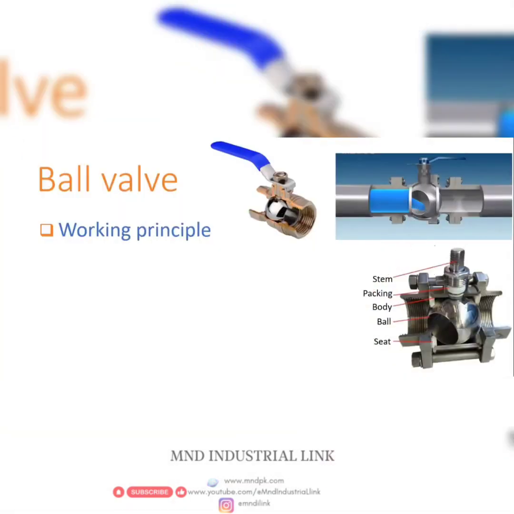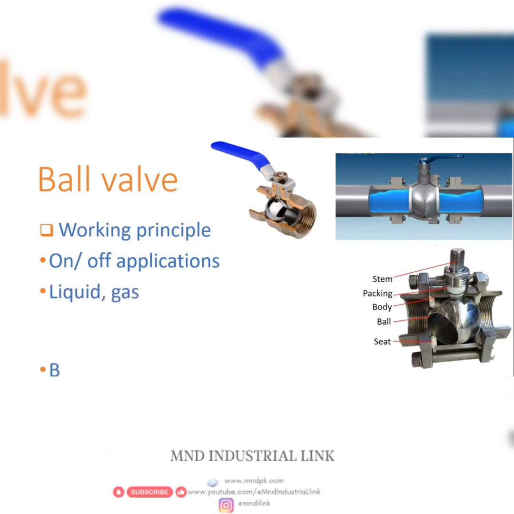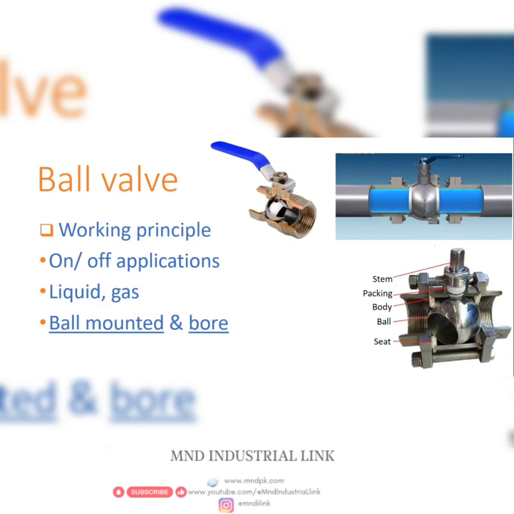The working principle of the ball valve is very similar to the plug valve. The seat matching the ball is circular, so seating stress is circumferentially uniform. The seats are usually made of polytetrafluoroethylene, which is inert to all chemicals and has a low coefficient of friction. The valve is used only for on-off applications dealing with both liquids and gases. Ball valves can be divided into several types according to the way the ball is mounted and the bore type.